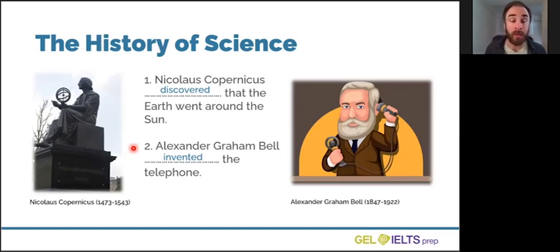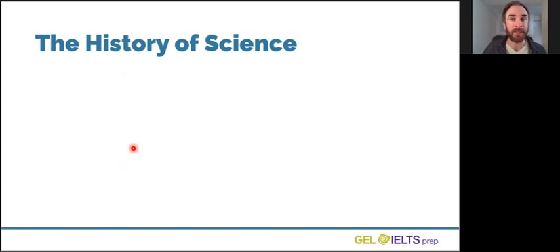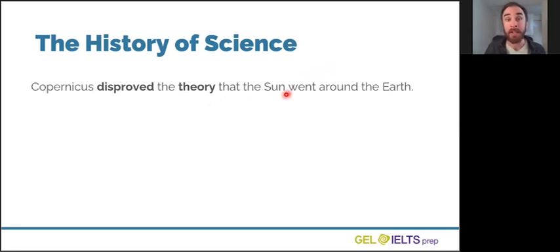Let's look at some more verbs that we connect to science. As I mentioned, Copernicus created or discovered the theory that the Earth goes around the sun. Previously, people believed that the sun went around the Earth. Copernicus disproved the theory that the sun went around the Earth. He showed that this was wrong. He disproved the theory. The theory is a scientific belief.